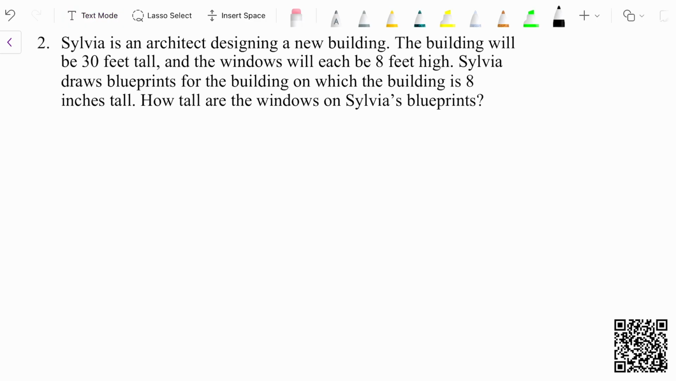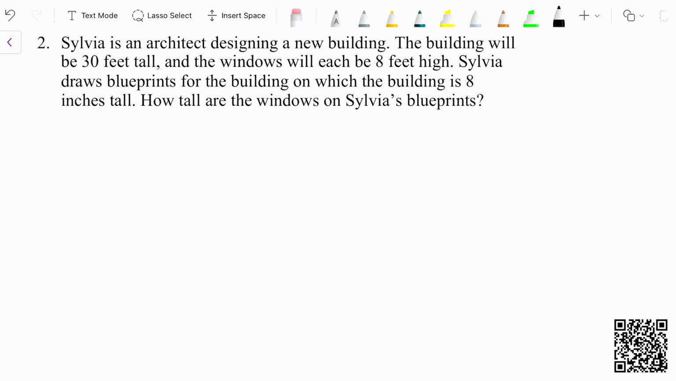Sylvia is an architect designing a new building. The building will be 30 feet tall, and the windows will each be 8 feet high. Sylvia draws blueprints for the windows on which the building is 8 inches tall. How tall are the windows on Sylvia's blueprints?